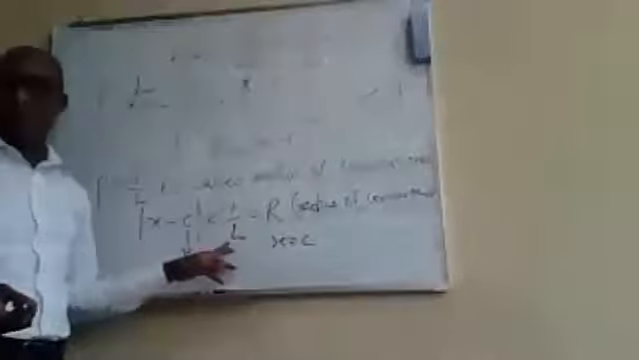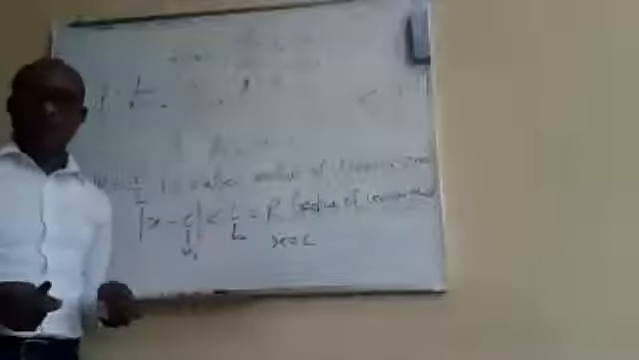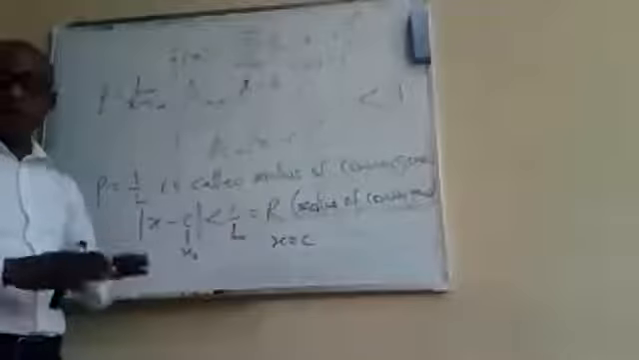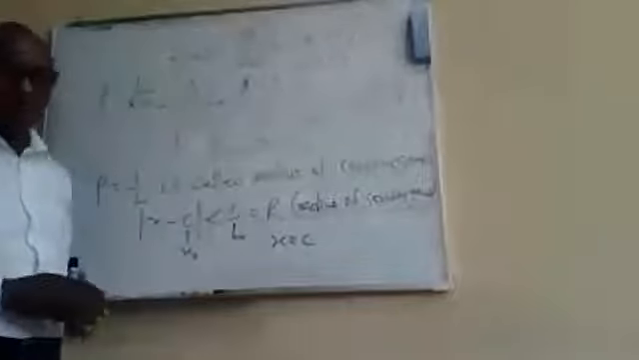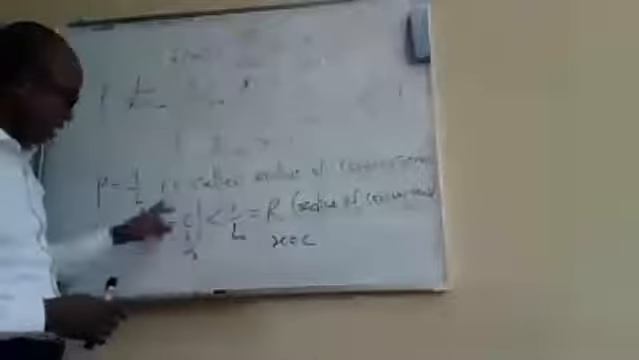So when you have a case like that, then the series converges. So we just say the series converges, and the radius of convergence is defined as what is given on the board.